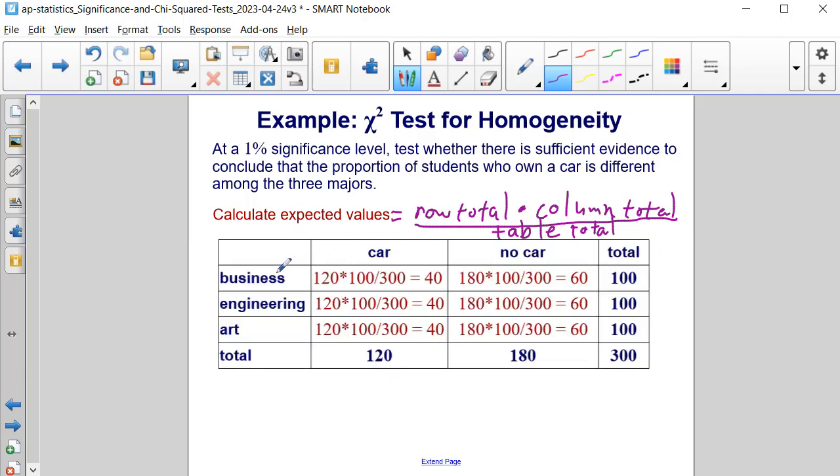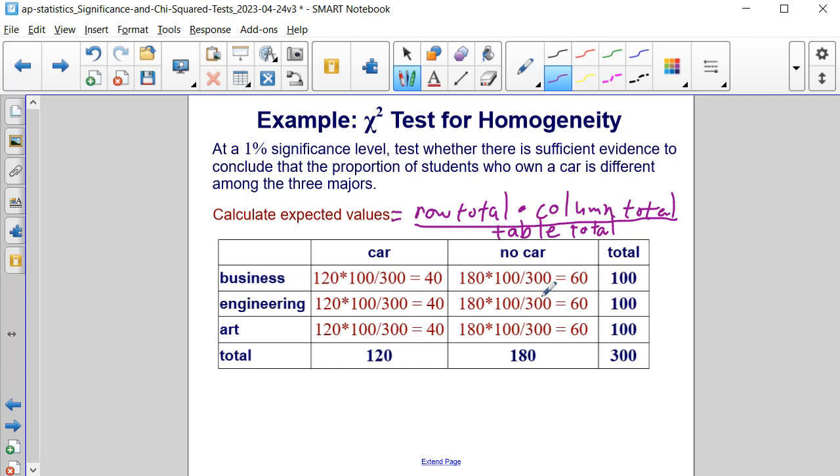So if we do that for each cell, business with a car, I should say, the row total for a car is 120 times the total for business, 100, and divided by the total here, 300. And if we do the multiplication and division, we end up getting 40. And the same holds true for engineering and art that have a car. And then for no car, we have 180 times 100 divided by 300, and we get 60.